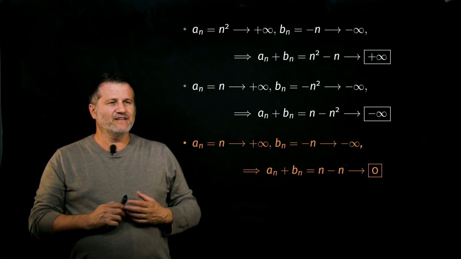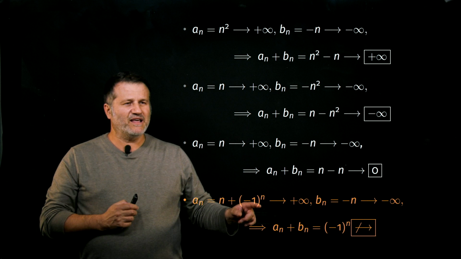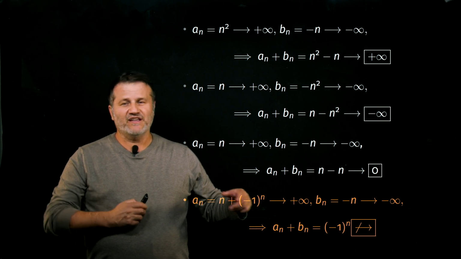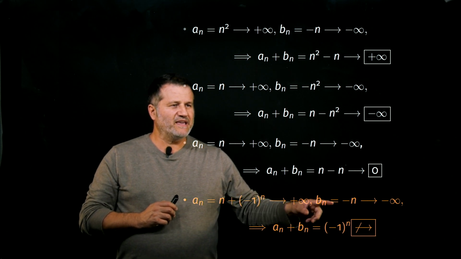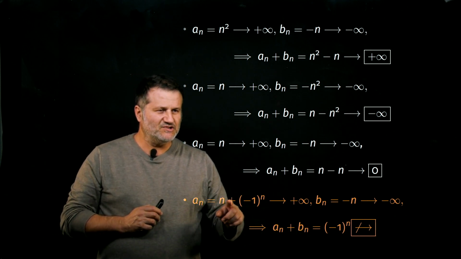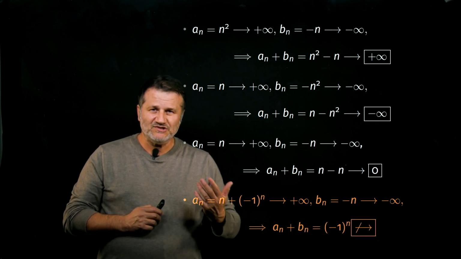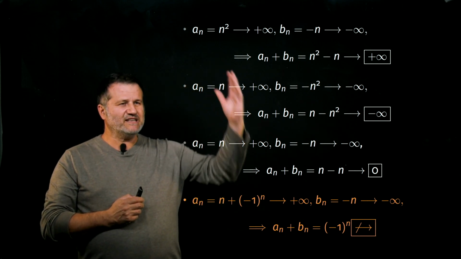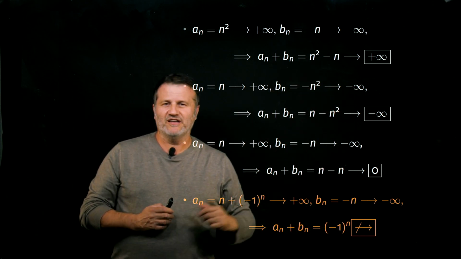We can also have a case where the limit does not exist. Consider a_n equal n plus minus 1 to the n, which is n plus or minus 1, depending on n even or odd. And clearly it goes to plus infinity. And b_n equal minus n, that goes to minus infinity. We sum the two, and we get that the n and minus n cancel, and a_n plus b_n remains equal to minus 1 to the n. That, as we know, has no limit. So as you can see, what can happen is basically everything: infinite limit, finite limit, or no limit.